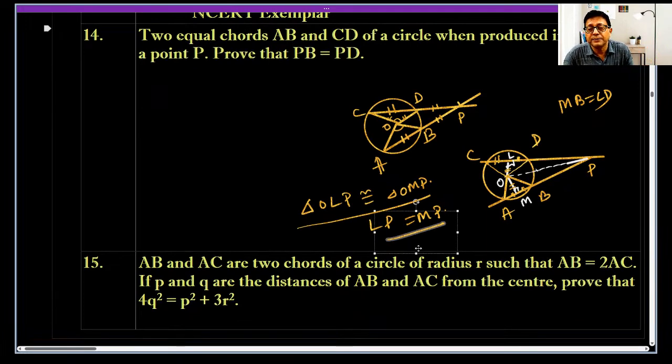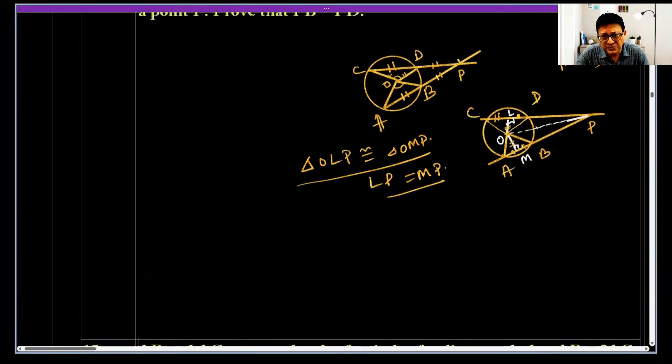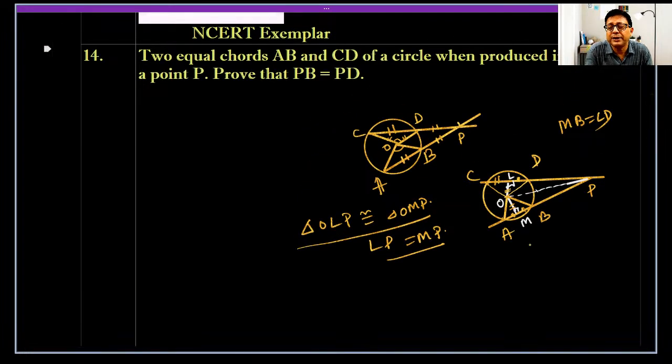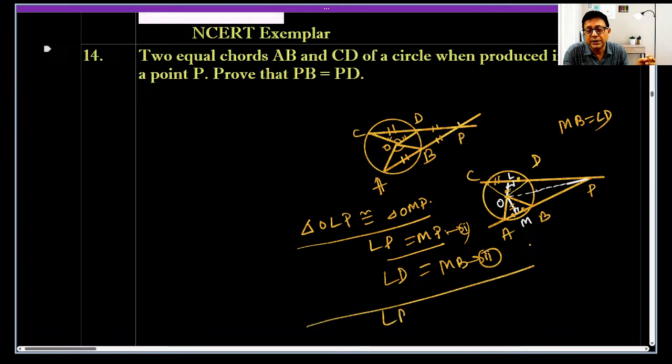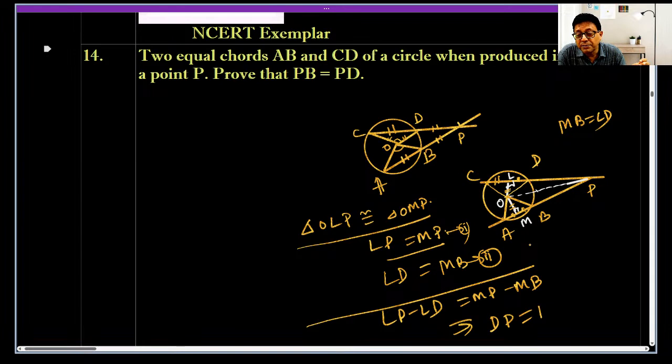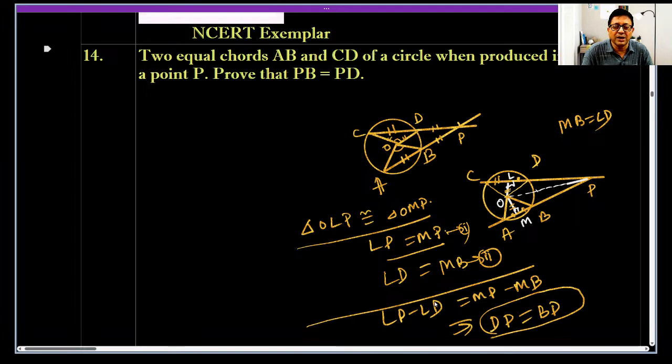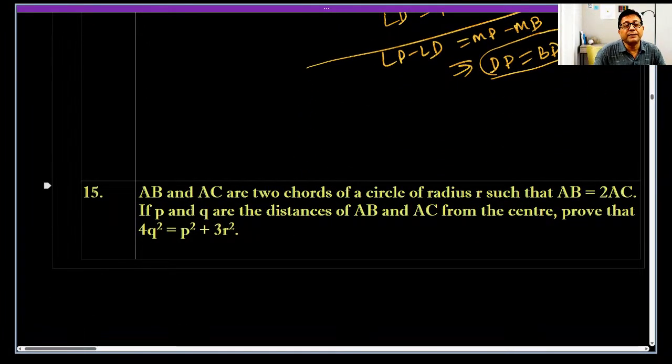Now from LP equal to MP, this is number 1, you got LD equal to MB, number 2. You just subtract: LP minus LD equal to MP minus MB. LP minus LD is what? This is DP and this one PB. So DP is equal to BP, or PD equal to PB, whatever you say. Done? Now go for the next one.